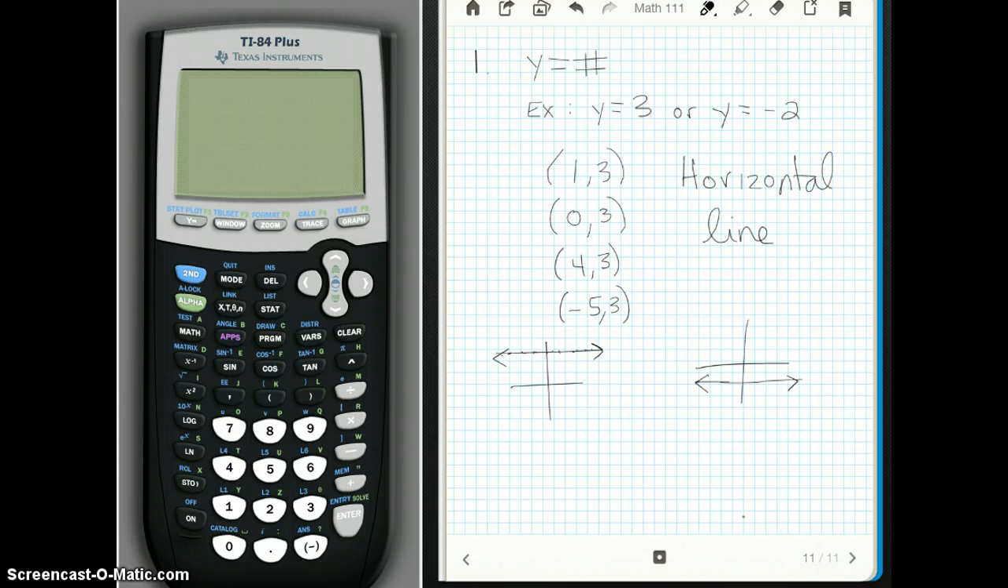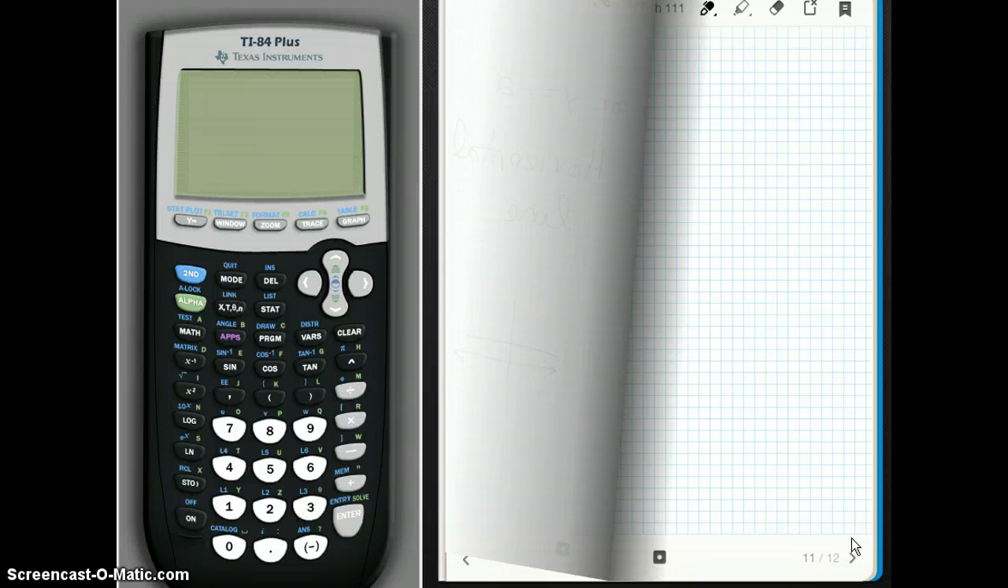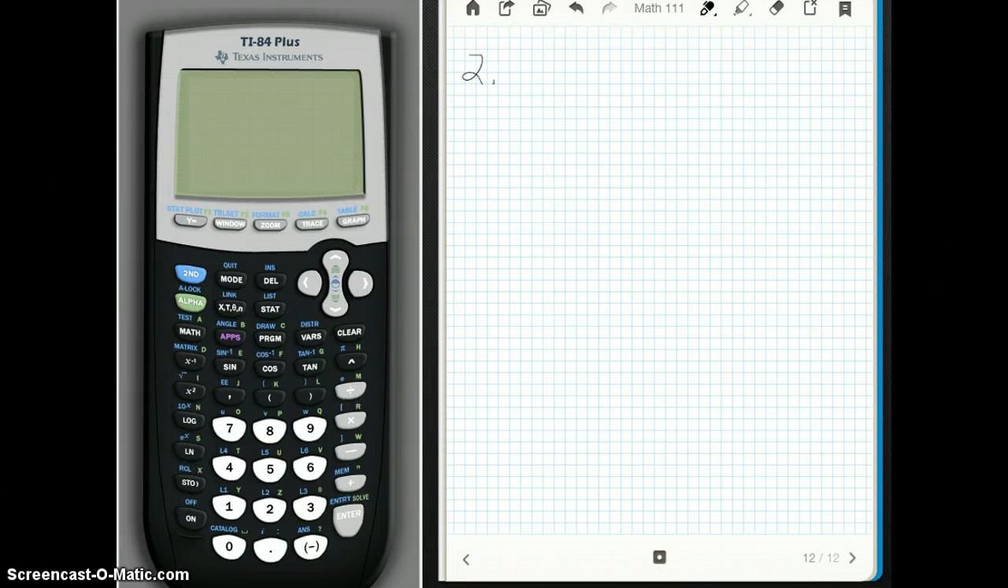Okay, so that's one equation you're probably already familiar with. A second one would be an equation of this form. This is kind of similar to the first one, but instead it's x equals a number. For example, maybe something like x equals 3, or maybe x equals -2. These are two different examples again.